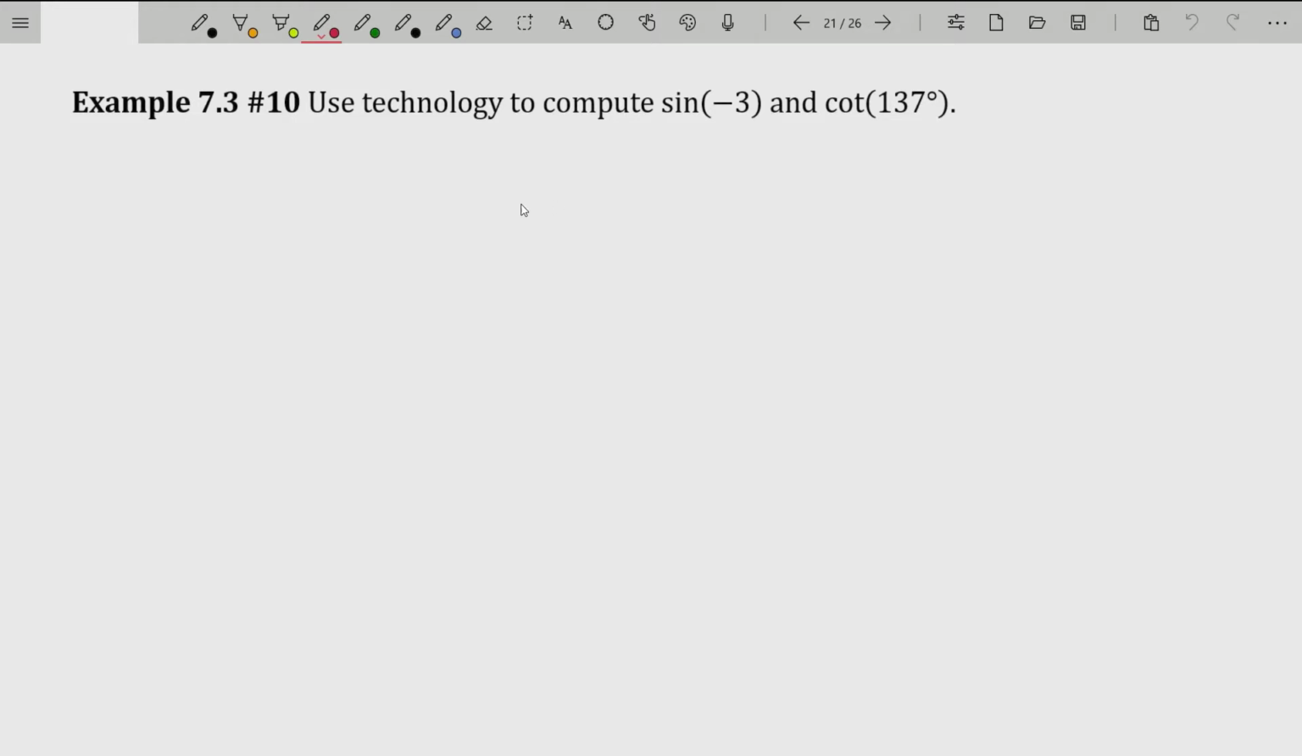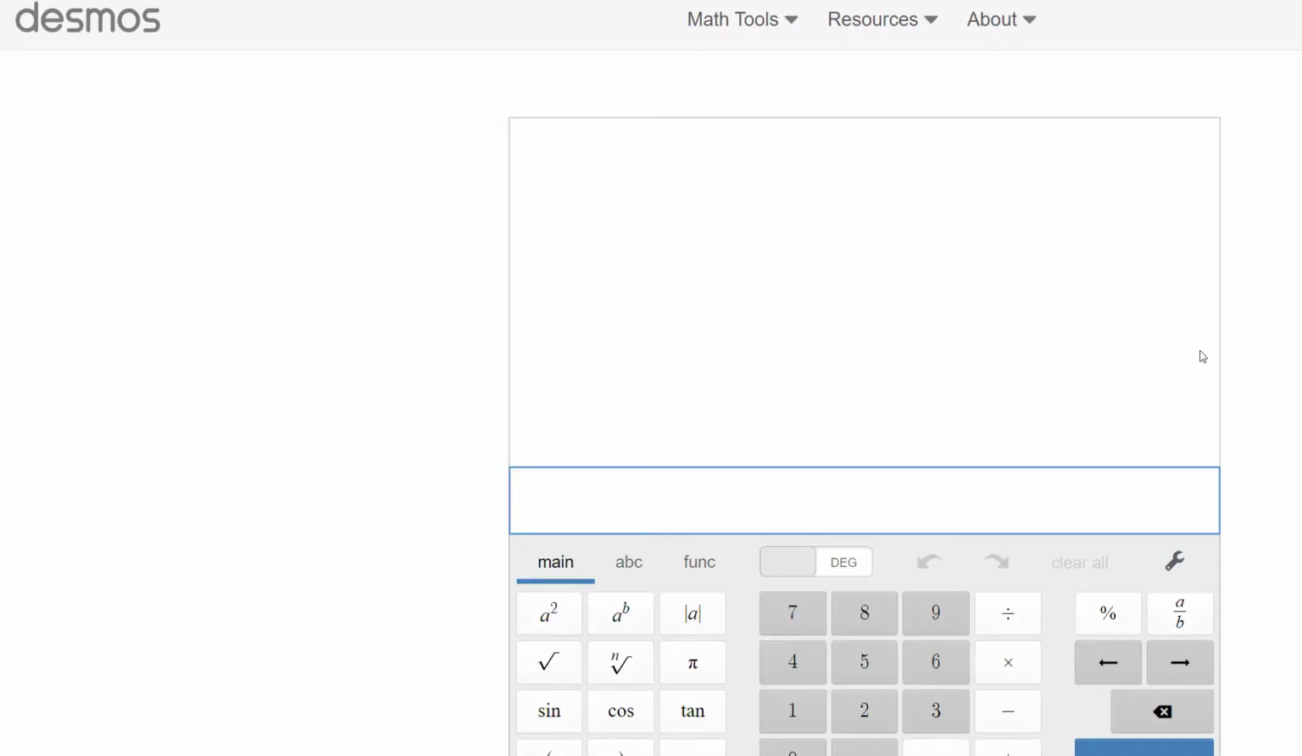So how would you compute these? Very simply, just use a calculator. So here I am over in Desmos, and I'm in degree mode. I know that I'm in degree mode because degree mode is highlighted. And you can easily check that because you should be able to know that the sine of, for example, 30 degrees is a half. And if it doesn't respond with a half, you know you're in radian mode.